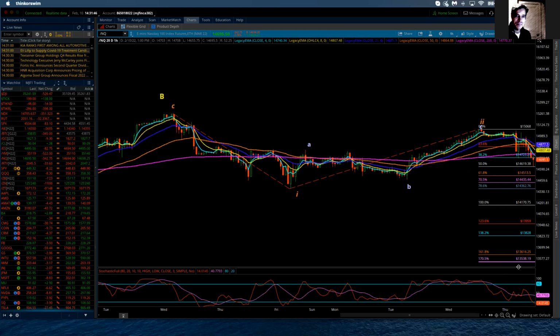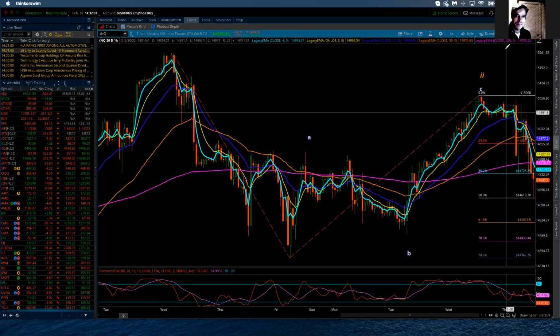Again, when we get there, I'll be able to take a look at the entire structure, see what's going on, and then make a determination from there. But right now, we deal with what's directly in front of us. And that suggests that we should see continued downside.